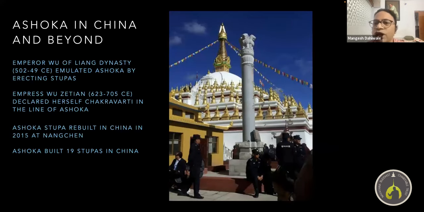So just to, on the last slides, I'm going to come back to Ashoka in China and beyond. Emperor Wu of the Liang Dynasty, in the 6th century, emulated Ashoka by erecting stupas. Empress Wu Zetian in the 7th century declared herself Chakravarti.